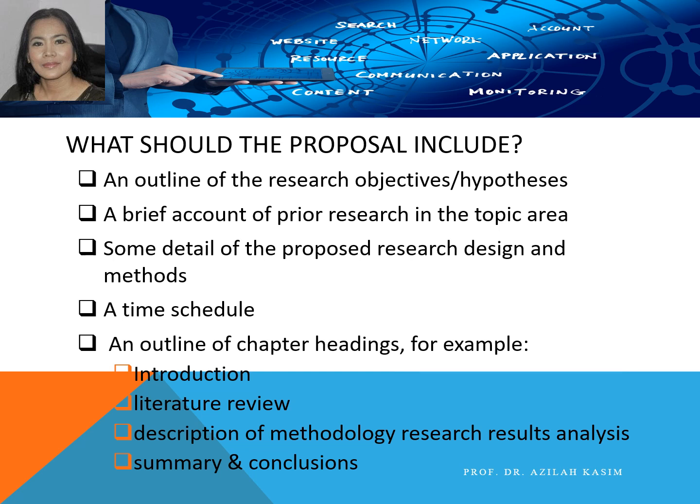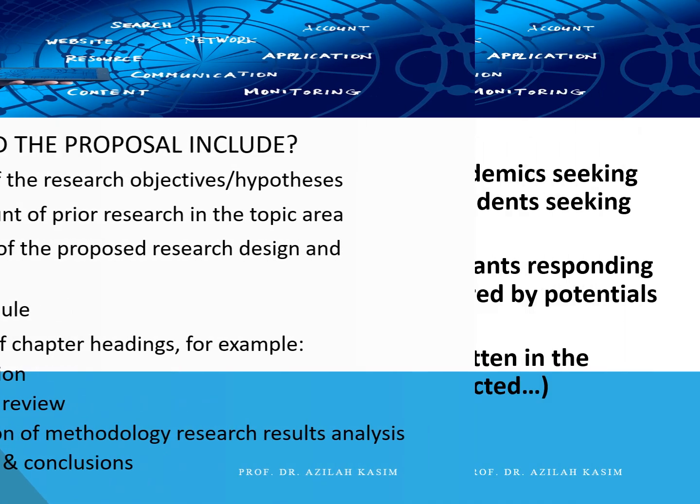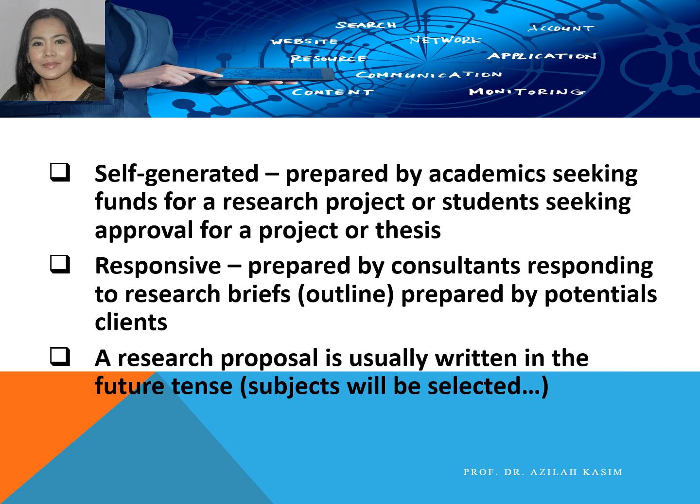The proposal should also have a brief account of prior research in the topic area, because remember, we have to give background, and this background usually refers to what has been done by past researchers in that area. Okay, the proposal should also detail out the design and the methods, yes, the time schedule, and also we'll have to have all the headings that you see here. Okay, there are plenty of examples of research proposals out there on the internet. I suggest that you go through them. In fact, the steps or the things that you have to present in that proposal are pretty standard, where you have to have an introduction, a literature review, description of the methodology, and the summary and the conclusion. Okay.